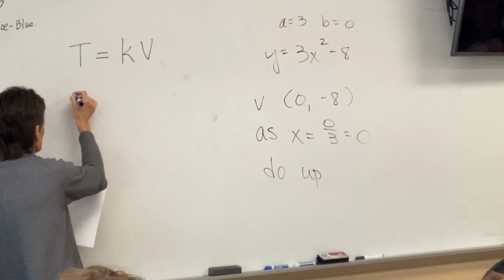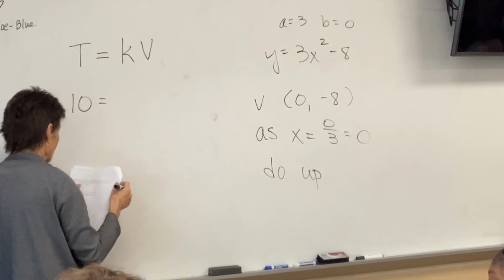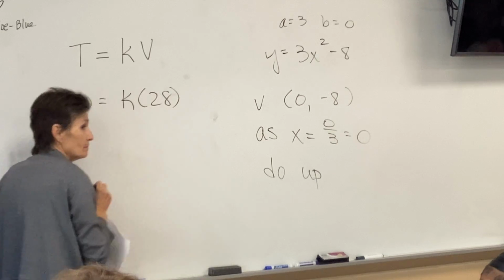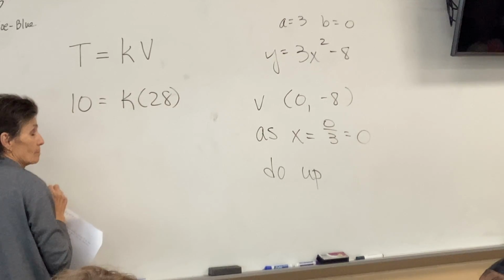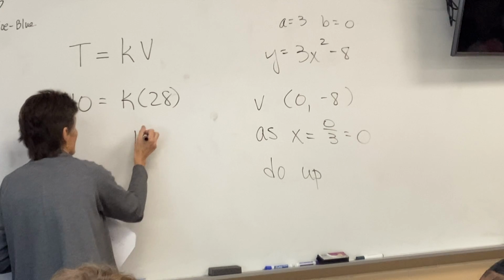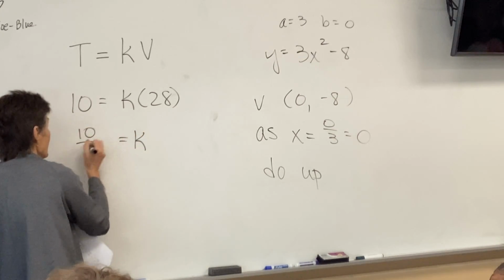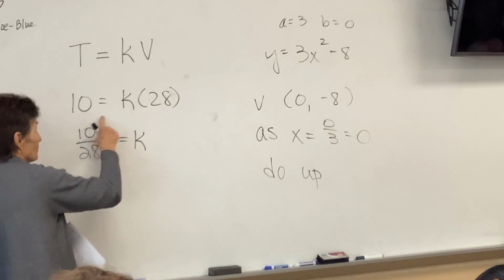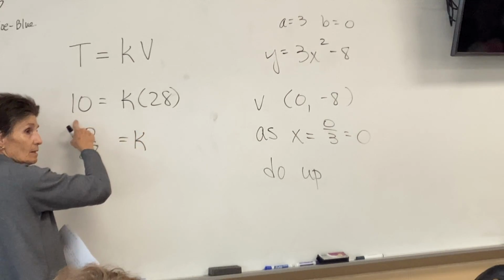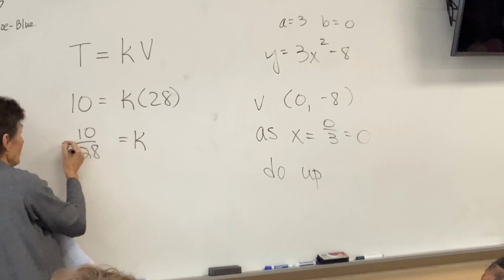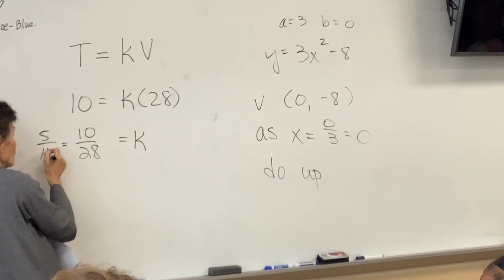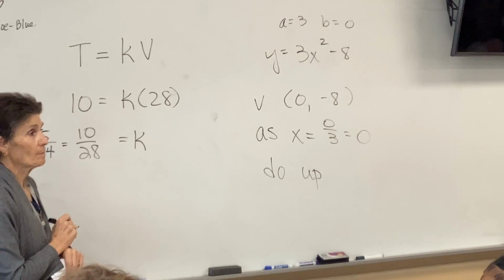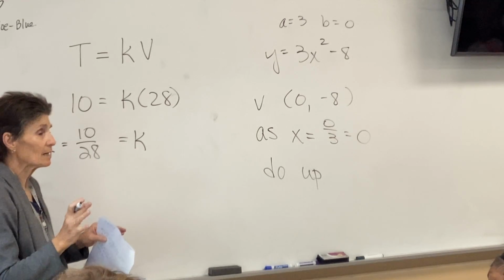If the temperature is 10, the volume is 28. So K equals 10 over 28. Everybody in agreement there? I'm going to go ahead and divide this to 5 over 14. I'm not worried about that number at all.